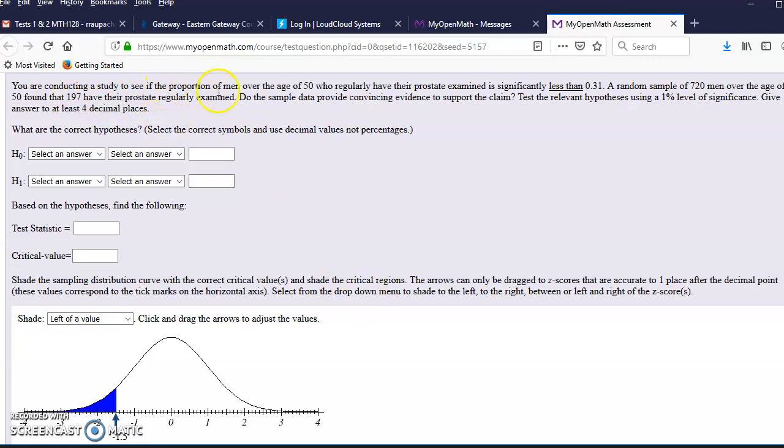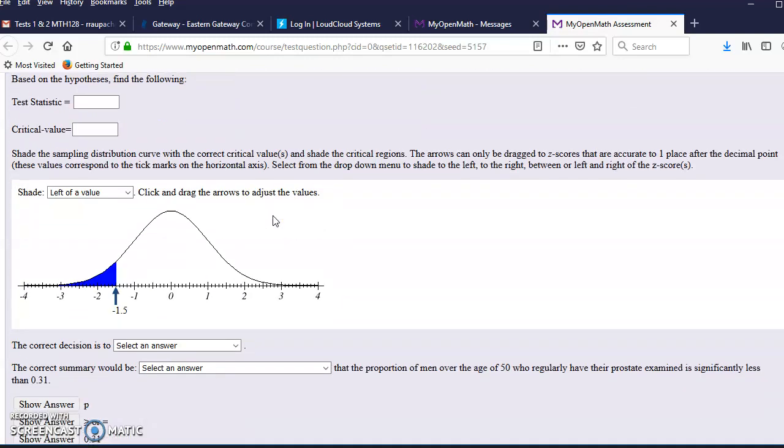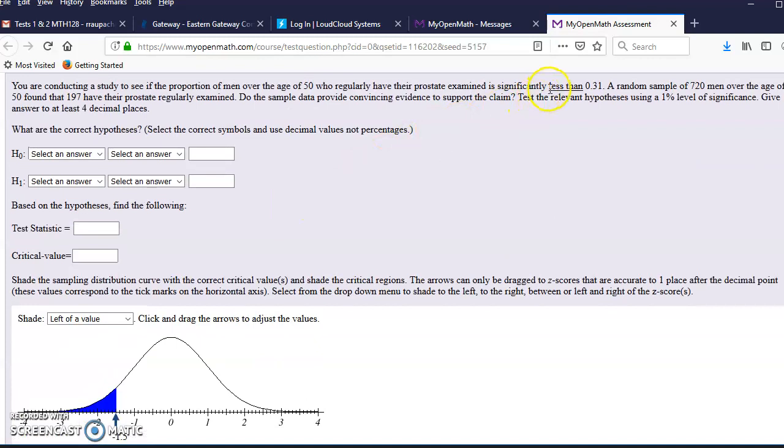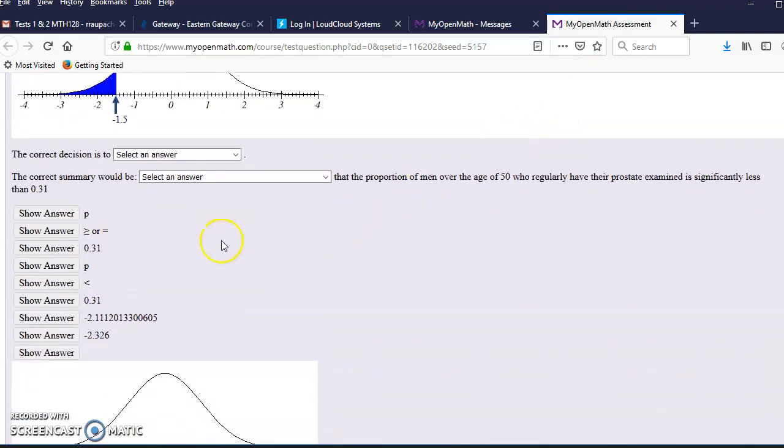You are conducting a study to see if the proportion of men over the age of 50 who regularly have their prostate examined is significantly less than 0.31. Okay, so the null hypothesis, remember from my last video, always contains some type of equality. The alternative hypothesis never contains any type of equality. So less than 0.31 means that it cannot be equal to 0.31. So the claim, that's the alternate hypothesis.